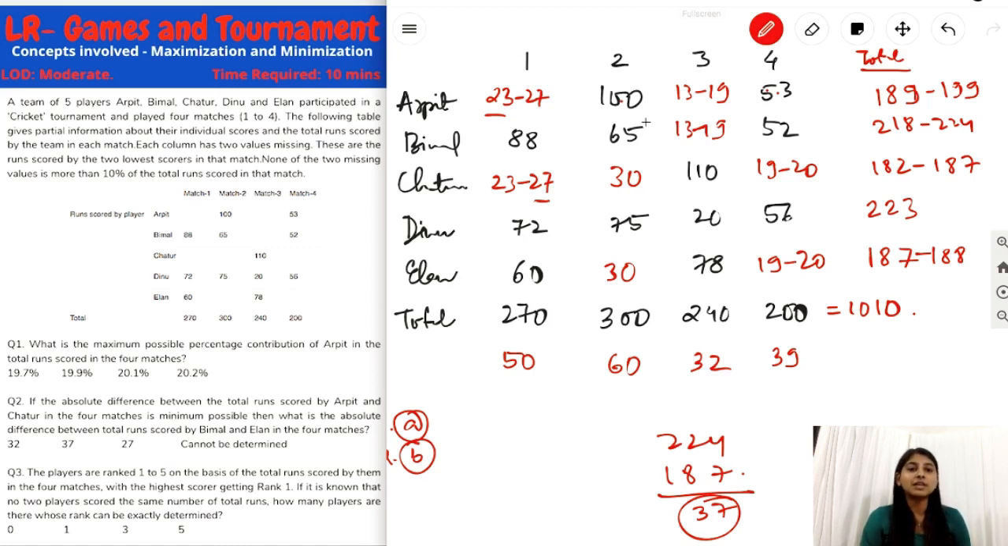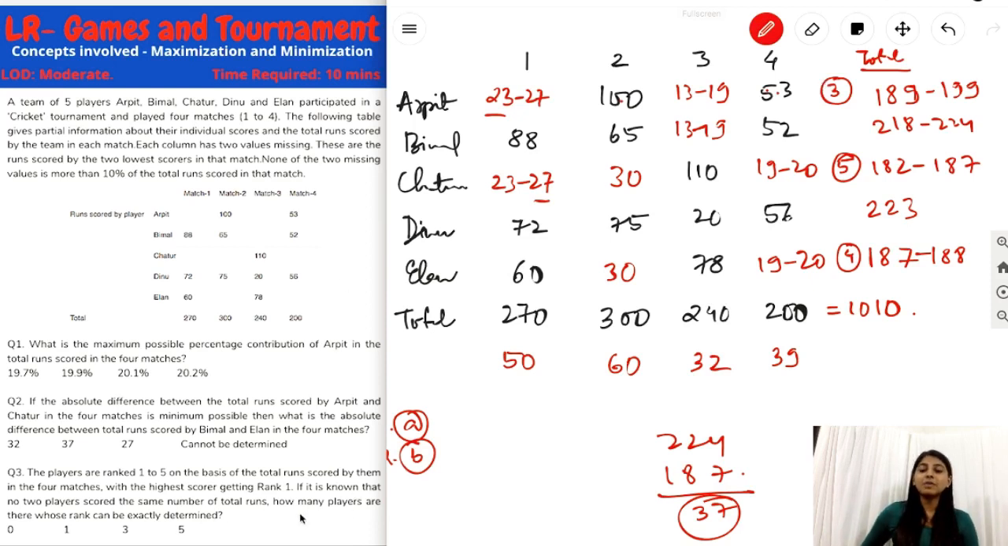Yes, we can also tell about Arpit, because Arpit have minimum 189. Okay, Ilan have 187 or 188. If Ilan have 187, Chetan will have to have anything less than 187, between 182 and 186. So we can clearly see that Chetan will be 5th rank. Chetan will be the lowest rank. Ilan will be the 4th rank. And Arpit will be the 3rd rank. It is only between Bimal and Chetan that we cannot tell their ranks.